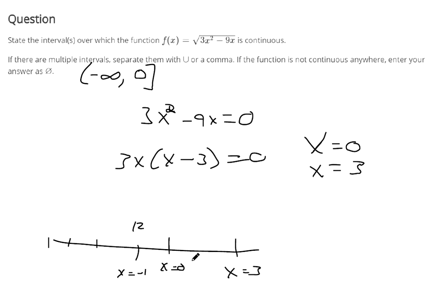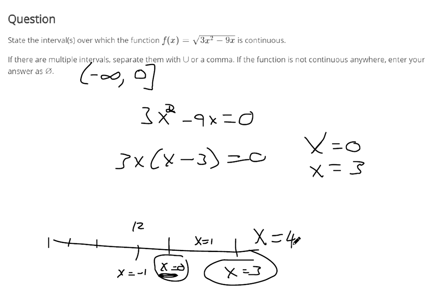And now we want to test in between. So if you test x equals 1 in this function, 3 times 1 is 3, 3 minus 9 makes negative 6, and the square root of negative 6 is imaginary. So nothing in between x equals 0 and x equals 3 will work because we tested a point. And that only applies because it's continuous. If you don't have a continuous function, if it jumps all over the place, then this doesn't work.